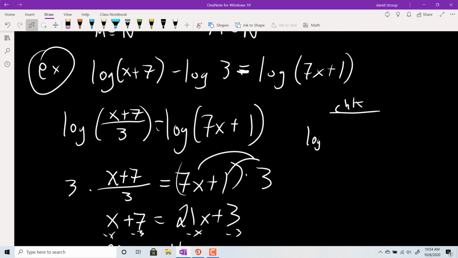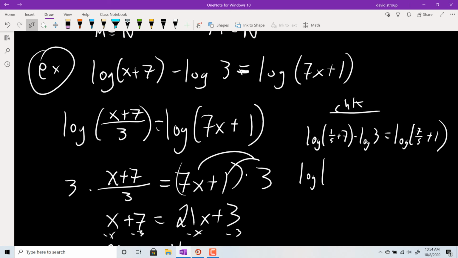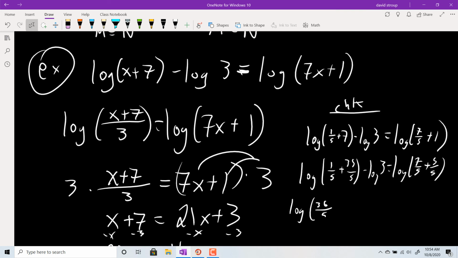I have log of (1/5 + 7) minus log of 3 equals log of (7 times 1/5, which is 7/5, plus 1). I have log of (1/5 + 35/5) minus log of 3 equals log of (7/5 + 5/5). That's log of 36/5 minus log of 3 equals log of 12/5.